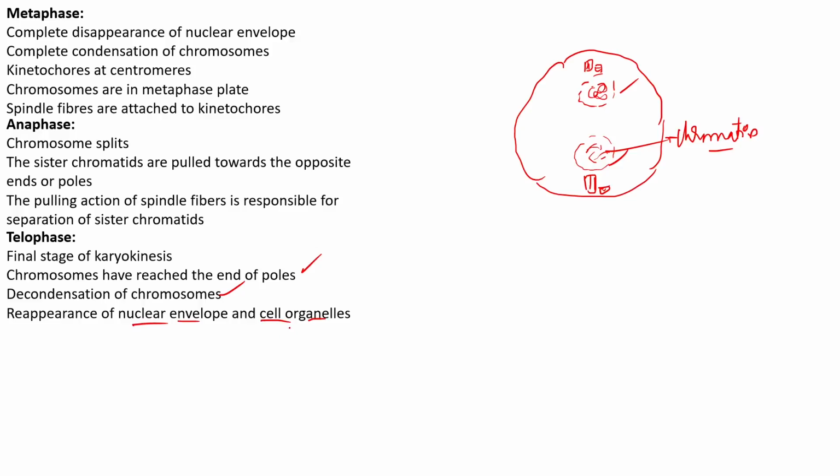Now, what are the remaining cell organelles? Exactly the cell organelles that had disappeared earlier in the prophase. That is mainly the endoplasmic reticulum, Golgi apparatus, and also the lysosomes, etc. But what about the plastids and mitochondria?